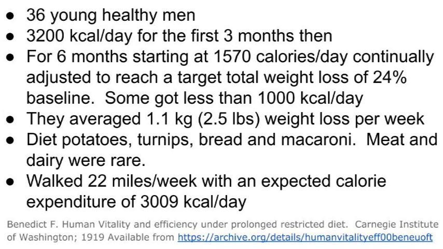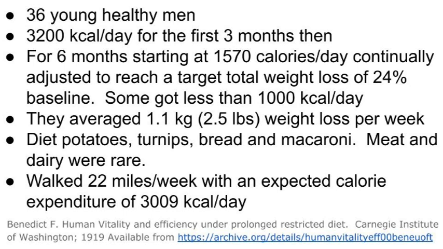They started at 1,570 calories per day, and then they were weighed weekly, and their calories were continuously reduced to generate weight loss of 24% from baseline. And some of them got less than 1,000 calories a day by the end of the study. They averaged 1.1 kilogram or 2.5 pound weight loss per week. Their diet was potatoes, turnips, bread, and macaroni, and meat and dairy were rarely given. This was supposed to simulate the diet of post-World War II Europe and all the devastation that occurred there.